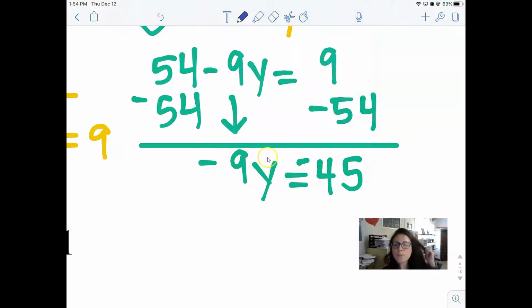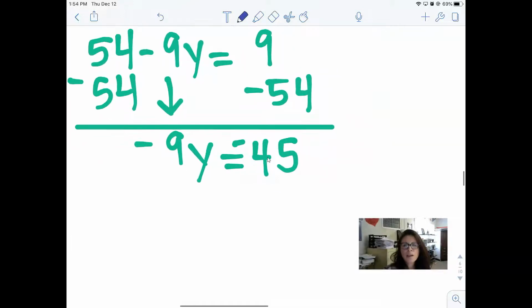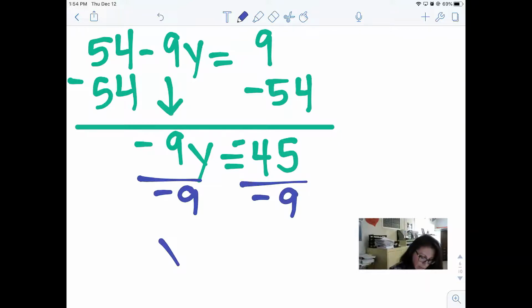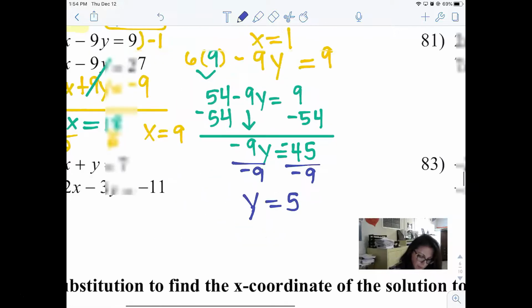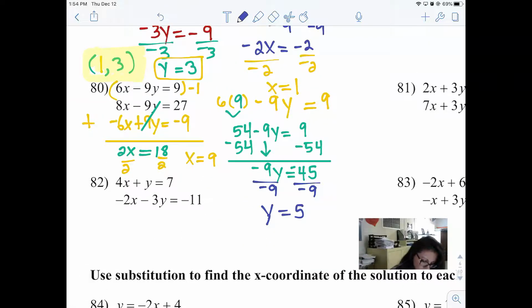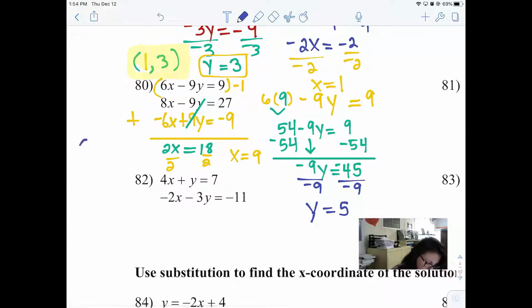All right, so now I'm going to divide both sides by negative 9, and y equals a positive 5. So the solution to this system is when x is 9, y is a positive 5.